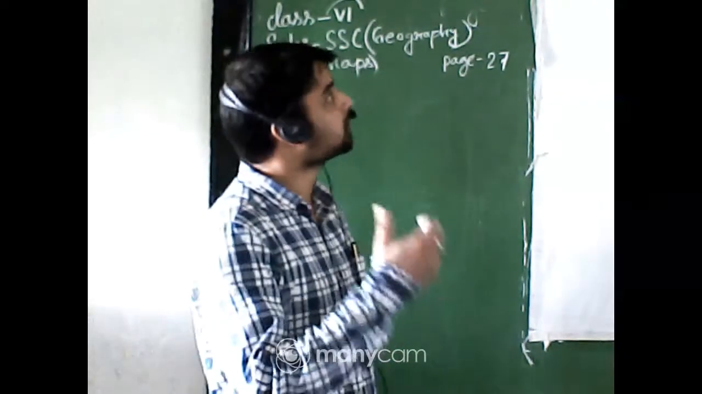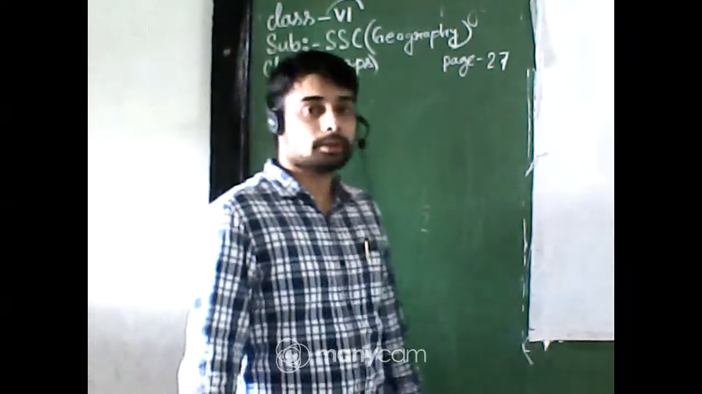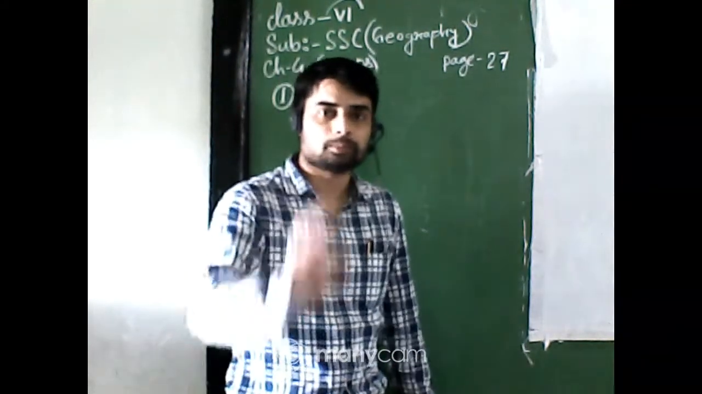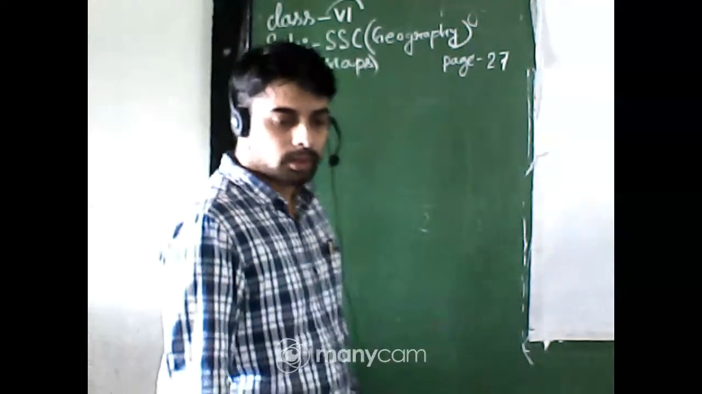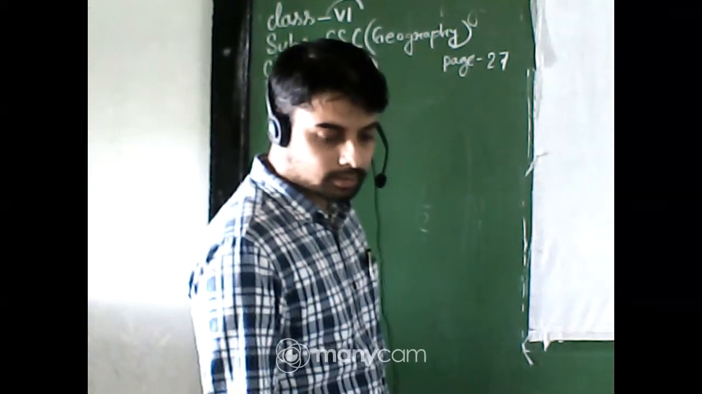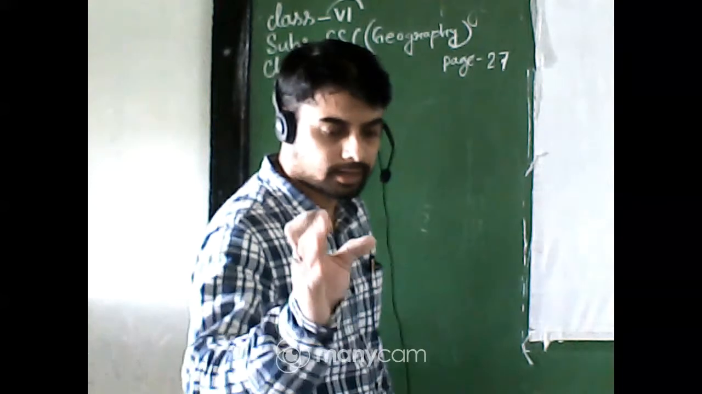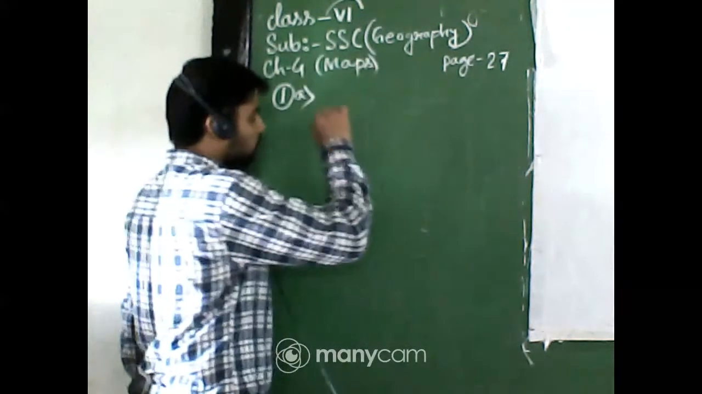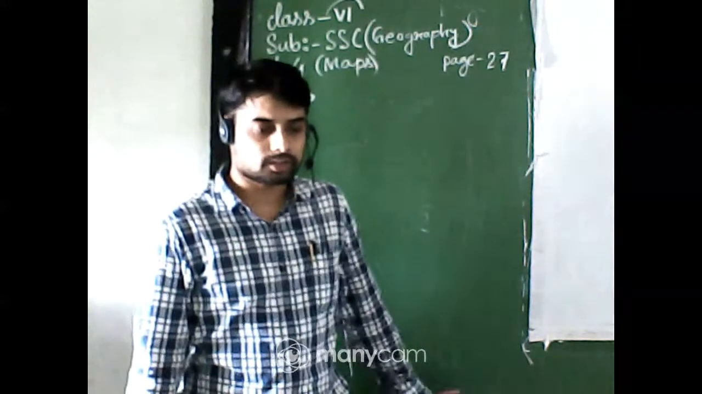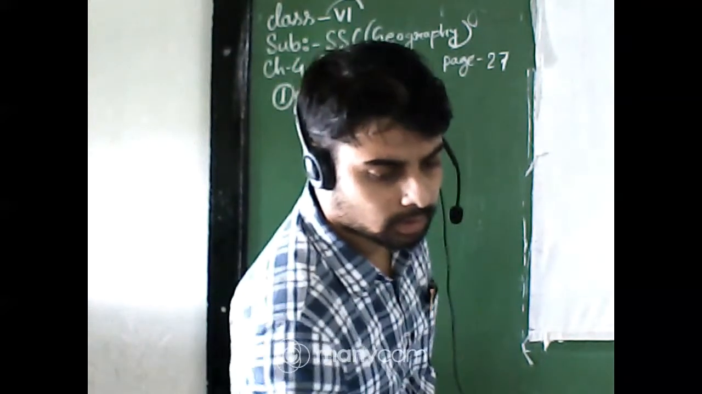To save time, because there is not much time in this class, only 10 minutes left, I think. So quickly only write the answers and leave some blank space for the questions. So the question is, what are the 3 components of a map? The answer is, the 3 components of a map are distance, direction and symbol. So start writing the 3 components in full.